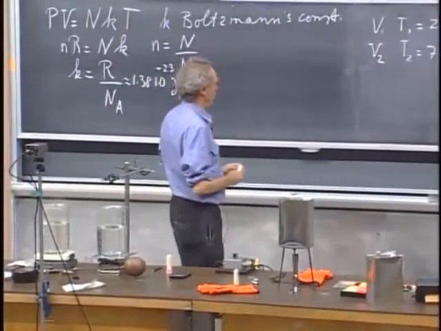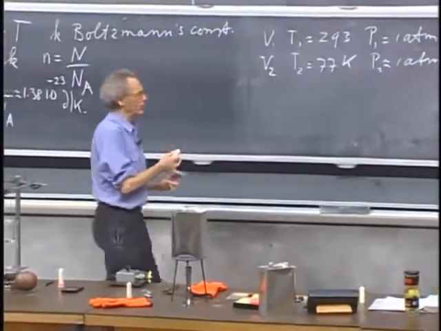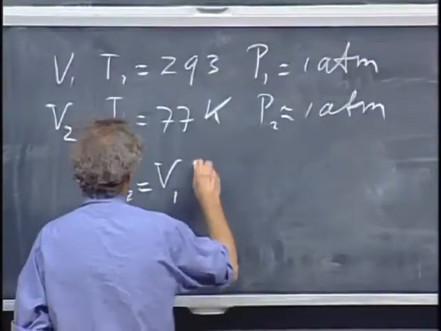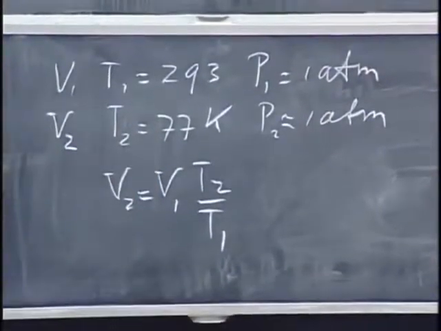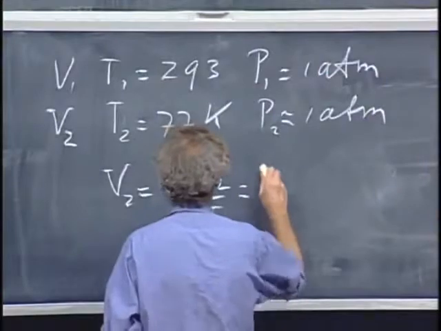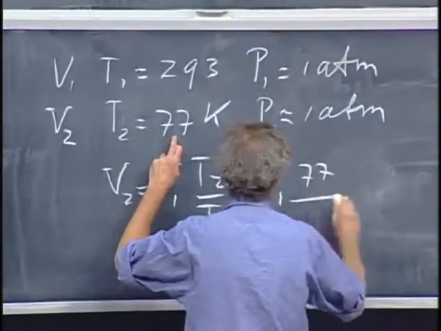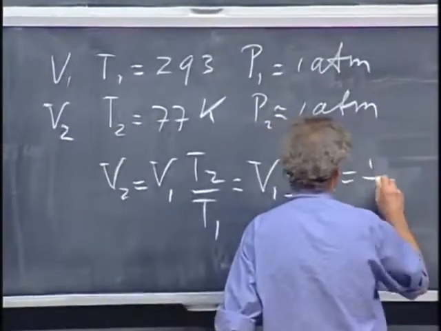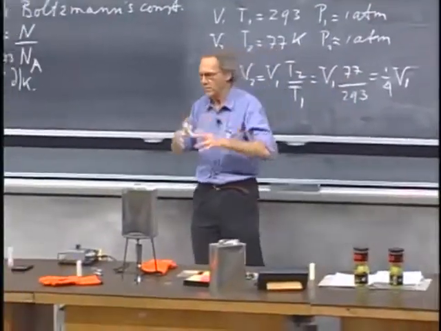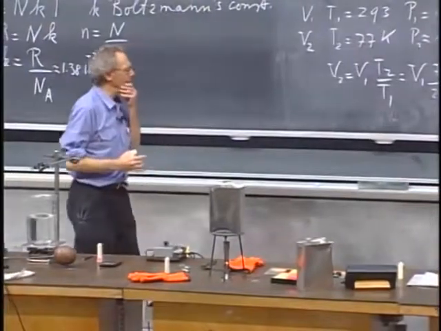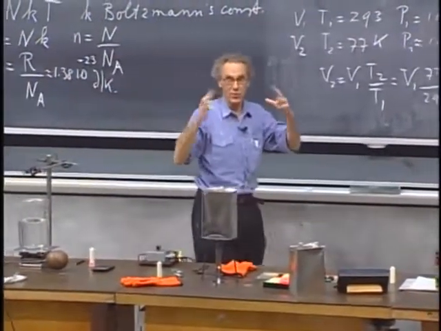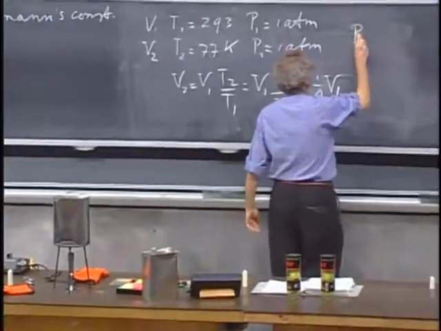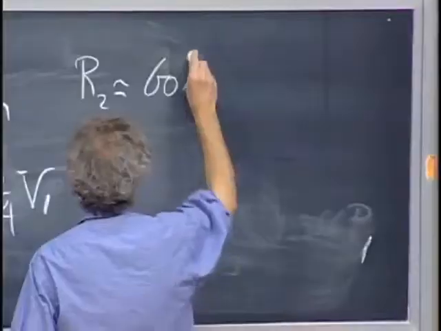Well, I apply the ideal gas law, and the number of molecules is not going to change, R is not going to change. So the new volume is going to be the old volume times the new temperature divided by the old temperature. And so that is the old volume times 77 divided by 293, if the ideal gas law holds. And that is 1/4 of V1. So the volume becomes 4 times less. If the volume is 4 times less, then the radius becomes 60% of what it originally was, because R cubed goes with the volume. So R2 is about 60% of R1.